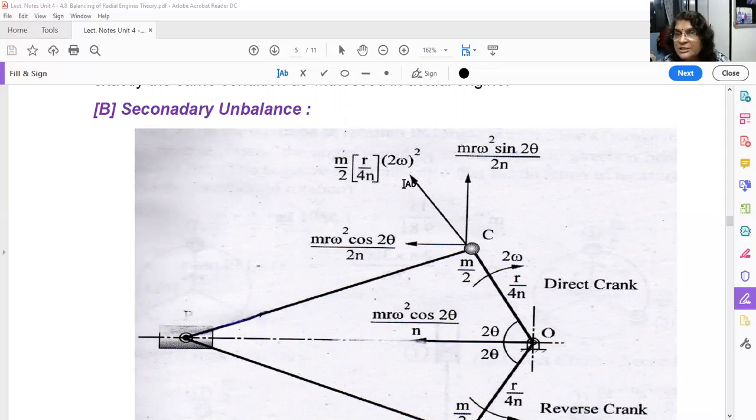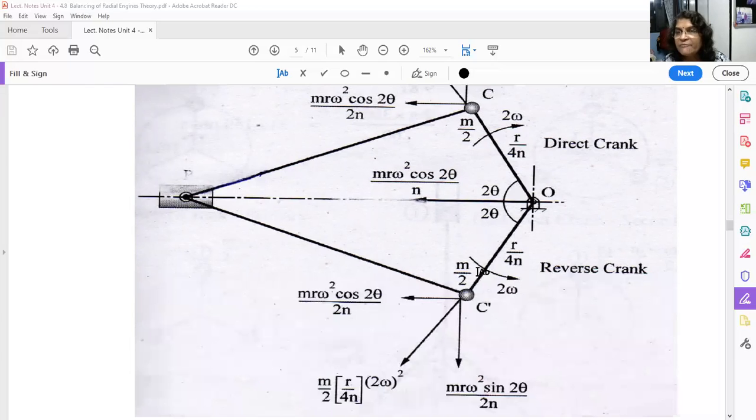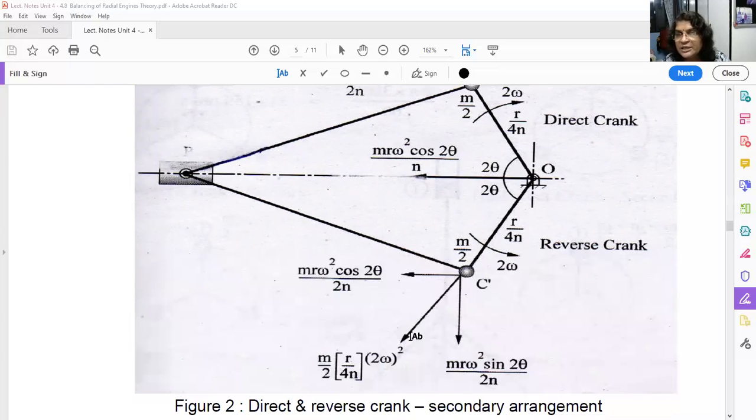Now if you resolve this into two components, the vertical component will be with sine 2 theta because this angle is 2 theta. So Mr omega square upon 2n into sine 2 theta. And this is the horizontal component, Mr omega square upon 2n into cos 2 theta. Now this vertical component, again, will be cancelled with this vertical component because of this force.